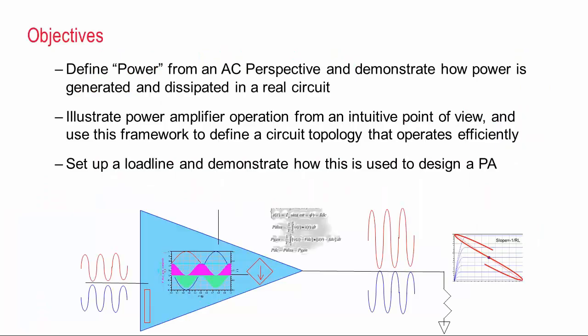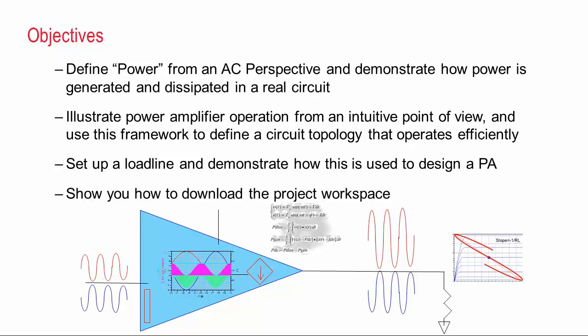The objectives of my presentation are first to define power from an AC perspective, and then demonstrate how power is generated and dissipated in a real power amplifier circuit. Next, we'll look at power amplifier operation from an intuitive point of view, and I'll build off this to define and discuss efficiency, and from there we'll look at how to set up a load line and how this is used in PA design. And I'll even share my workspace with you at the end so that you can explore the concepts that I'm going to talk about today at your own pace.